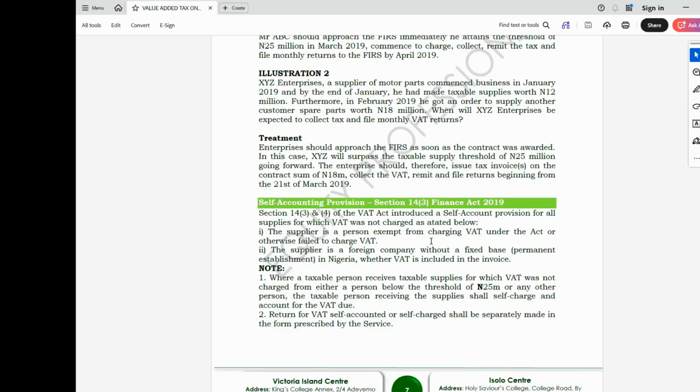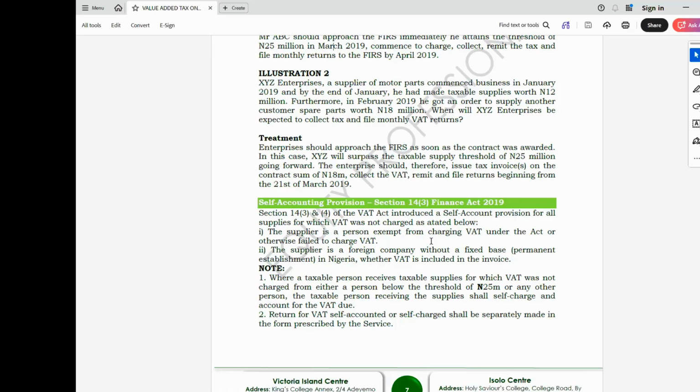It's possible that the foreign company may not charge VAT on that transaction. Why? Because they are not registered for VAT in your country, and they don't have an office in your country. So once they give you their invoice, and you see that VAT is not included, the next thing for you as a customer that is available in Nigeria, you must add VAT to that invoice.